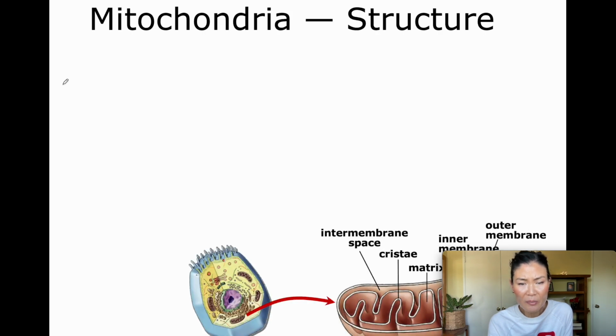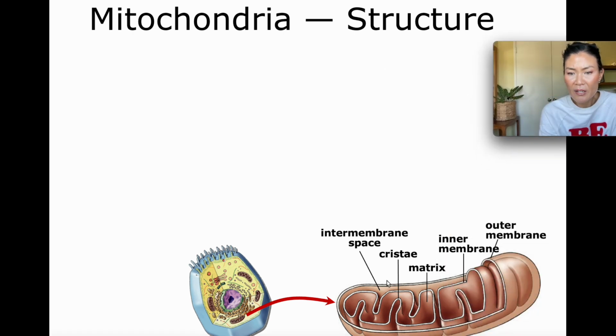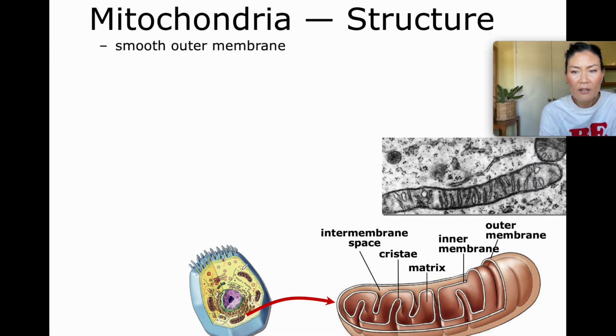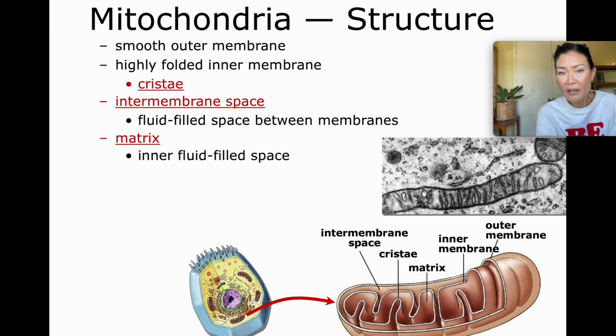So let's discuss a little bit about mitochondria, right? In the mitochondria, we have the outer membrane, and then you have the inner membrane. I'm just going to move me up here. The inner membrane is highly folded, and the folds are called cristae. The internal part of the inner membrane is called the matrix. The outer membrane is smooth, the inner membrane is highly folded. The space between the outer and the inner membrane is called the intermembrane space. Inside the center of the mitochondria is called the matrix.